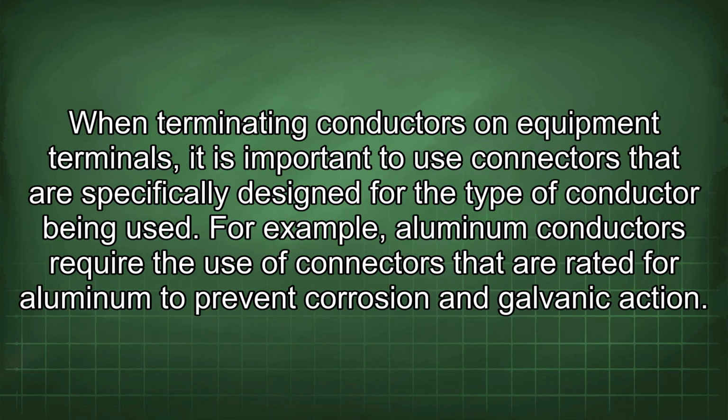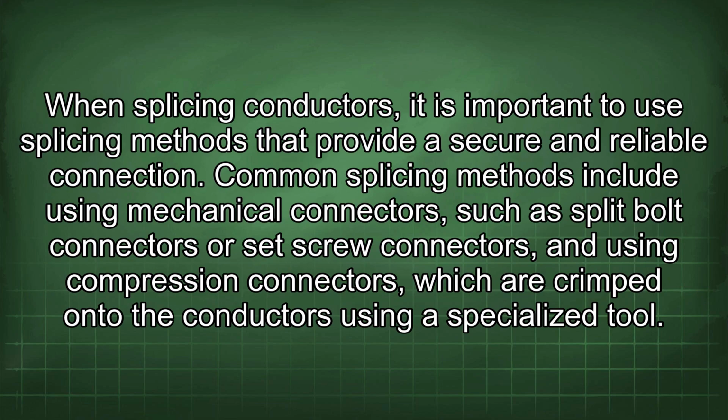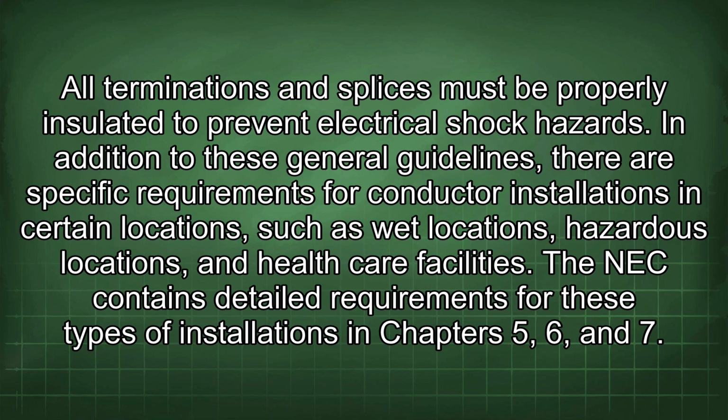When terminating conductors on equipment terminals, it is important to use connectors that are specifically designed for the type of conductor being used. For example, aluminum conductors require the use of connectors that are rated for aluminum to prevent corrosion and galvanic action. When splicing conductors, it is important to use splicing methods that provide a secure and reliable connection. Common splicing methods include using mechanical connectors, such as split bolt connectors or set screw connectors, and using compression connectors, which are crimped onto the conductors using a specialized tool.